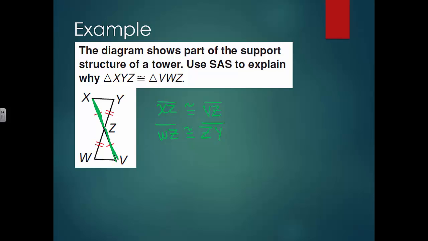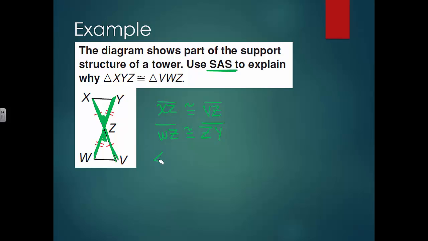So XZ and VZ, then WZ and ZY. If we're going to use side angle side, we need the included angle, and the angle that would be included is this one right here and this one right here.